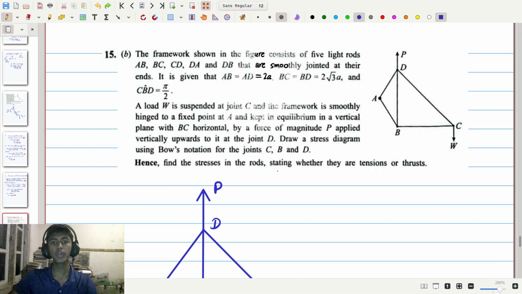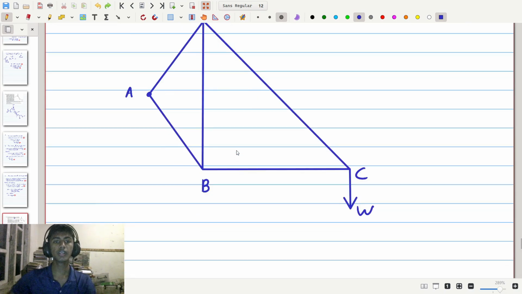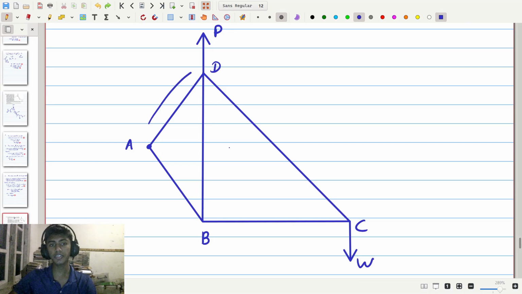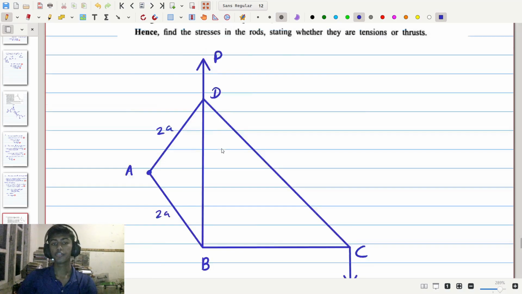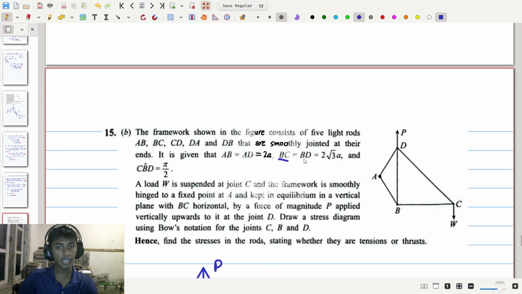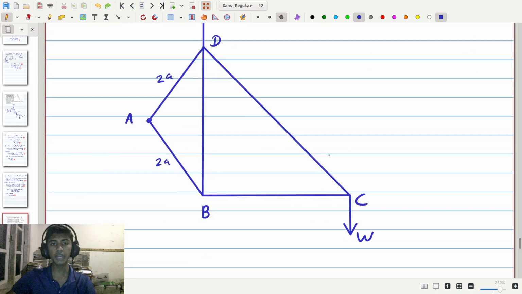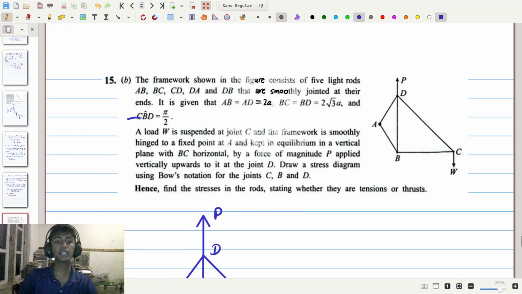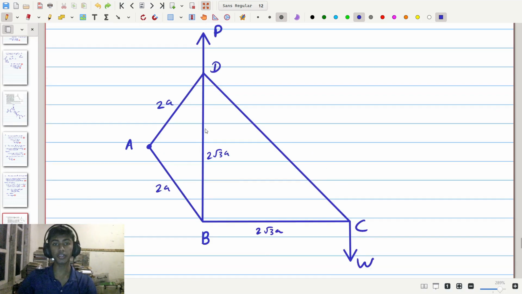So first off, we know that the length of AB is equal to the length of AD is equal to 2a. So going down, we can see the length of AB and AD, this length and this length are both 2a. So marking them down, 2a and 2a. Furthermore, we also know that the length BC is equal to the length BD is equal to 2 root 3 a. So marking that down, here we have 2 root 3 a and here we have 2 root 3 a. Now finally, we also know that the angle CBD is pi by 2 radians or 90 degrees. So here looking at the angle CBD, we can see this angle here is 90 degrees.